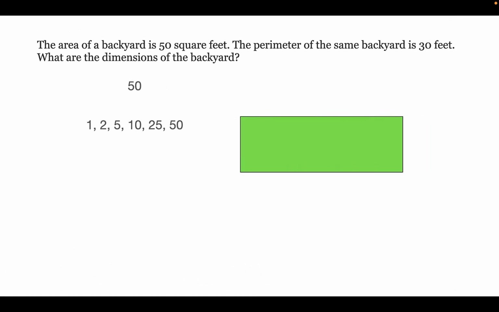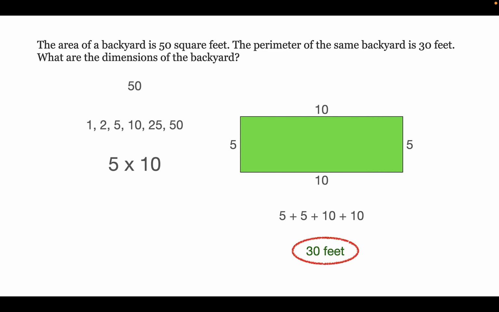Let's try another factor pair. 5 and 10. Now, when we add up 5 plus 5 plus 10 plus 10, we should be able to get 30 if this is the factor pair that solves the problem. And 5 plus 5 is 10, plus 10 more is 20, plus 10 more is 30. So we have figured it out. Our dimensions of the backyard are 5 by 10 feet.